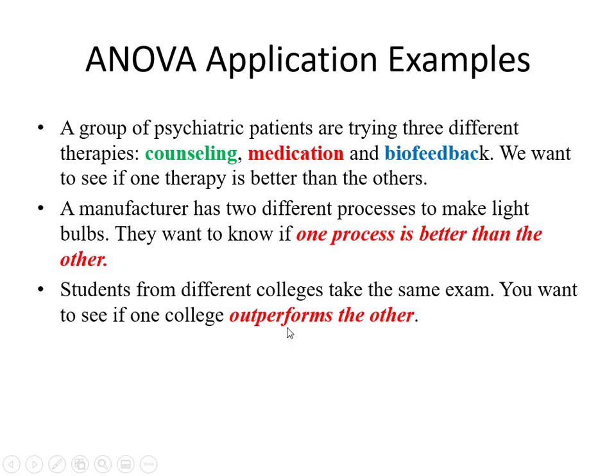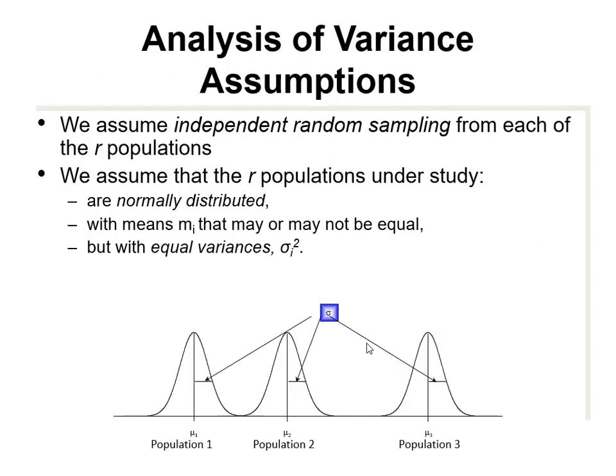Another example is students from different colleges taking the same exam. You want to see if one college outperforms the others. Let's suppose there are more than two colleges, three colleges, four colleges. Then you can conduct an analysis of variance to check whether any college has outperformed the other colleges. In such a scenario, you will conduct an analysis of variance.